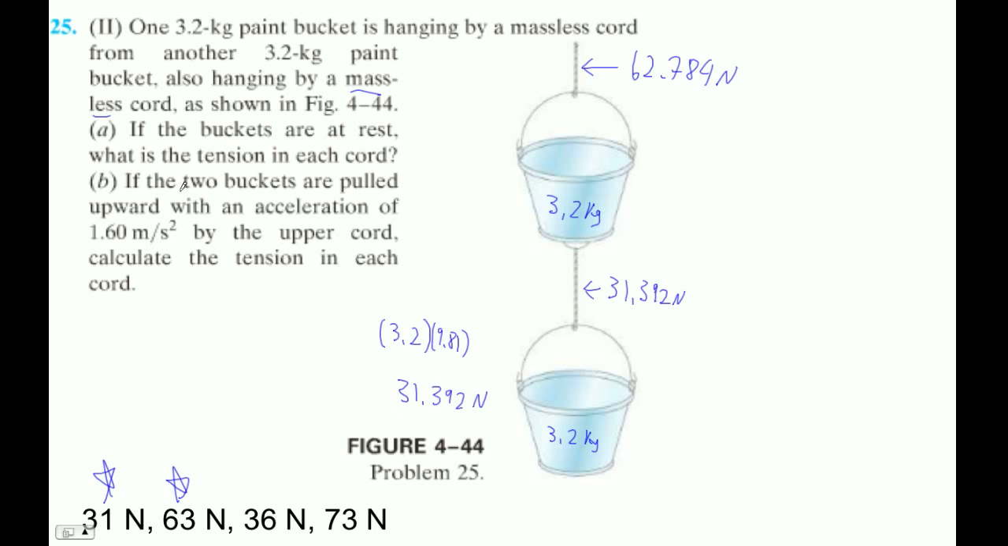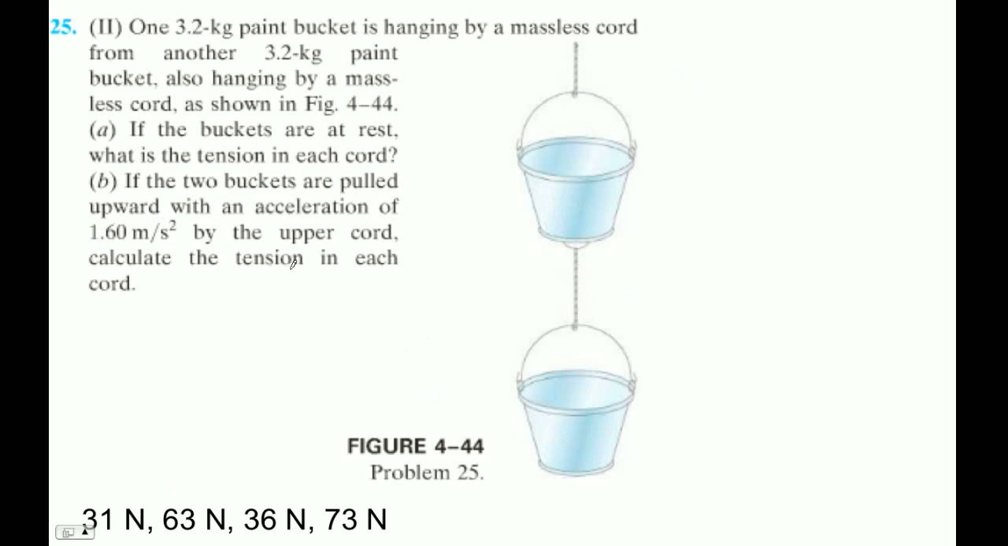Then it says if the two buckets are pulled upward by an acceleration of 1.60 meters per second squared by the upper cord, calculate the tension in each cord. That's going to take a little more doing. So I'm going to show you two ways to do this. The first way will be the party line, and then I'm going to show you a quick and dirty way. So let's erase that. Let's look at this bucket here. We're going to find the force in that cable, then we'll find the tension in the cable here.